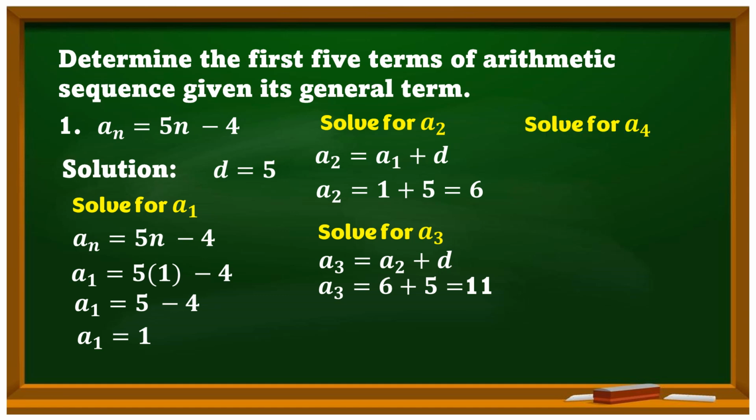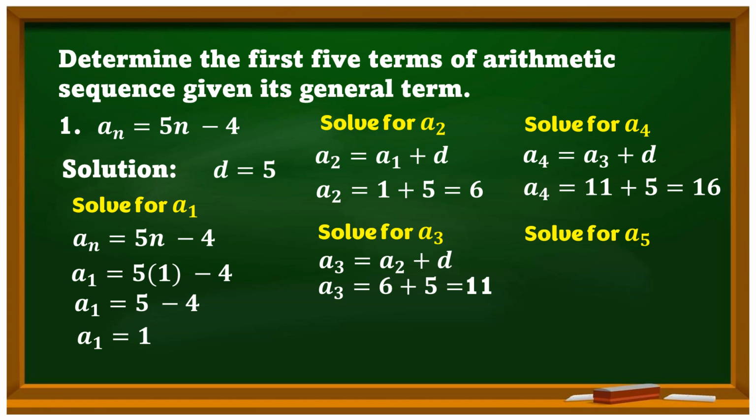Next, let us solve for a sub 4, that is the fourth term. So we have a sub 4 is equal to a sub 3 plus d. The value of a sub 3 is 11 and the value of d is 5. So 11 plus 5 is equal to 16. The value of a sub 4 now is 16.